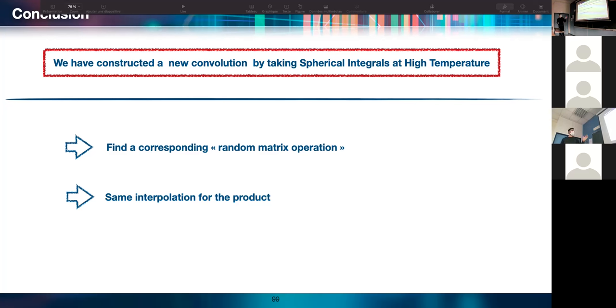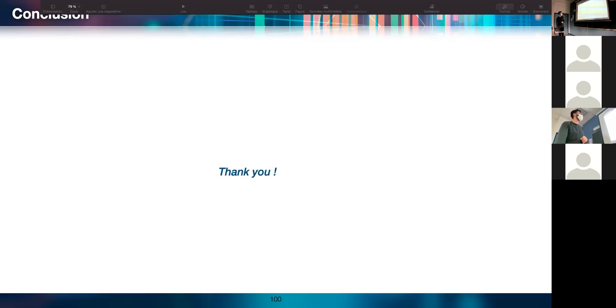And the same goes for, what I want to say is, you can actually build the same interpolation between the classical multiplicative convolution and the free multiplicative convolution, but it's another subject, and those are two topics I'm currently working on. And with this, I thank you for your attention, and my talk is over. So if you have some questions.